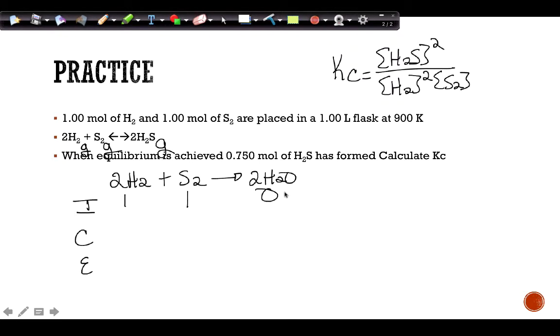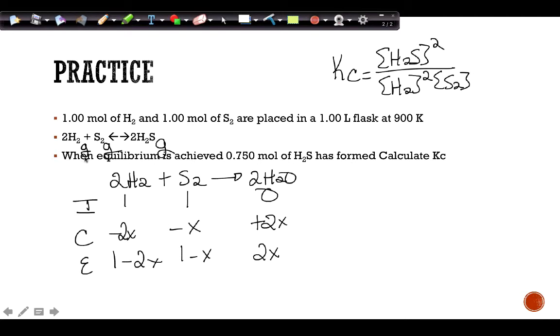All right, so since I have 0 products, that means I'm going to be creating products in the beginning. So I'm going to be adding some value. Well, I'm going to be adding 2x because it's got a coefficient of 2 there. And because I'm going to be making products, I'm going to be using reactants, so I'm subtracting. So minus 1x, minus 2x because of the coefficient here. So 1 minus 2x, 1 minus x, and then 2x. So basically combine the I with a C, and then that's what you're going to get. These are the equilibrium concentrations.